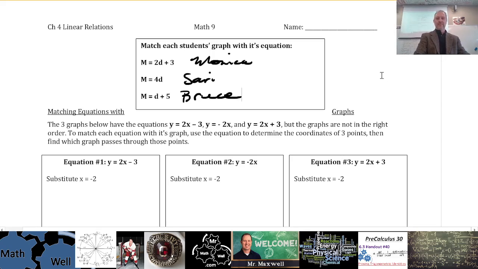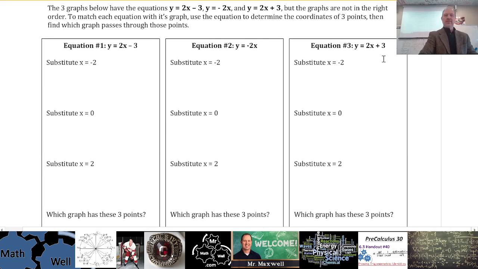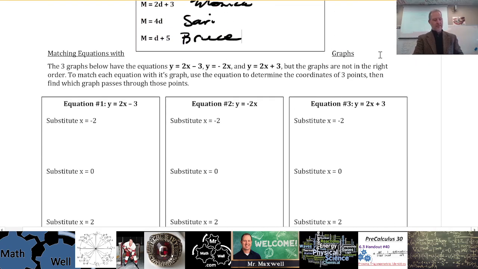You good? All right. Okay, so let's continue on with this, matching equations with graphs. Now we're on the second page here. The 3 graphs below have the equations listed here, but the graphs are not in the right order. So to match each equation with its graph, use the equation to determine coordinates of 3 points, then find which graph passes through these points. So that's the way we're going to attack this.